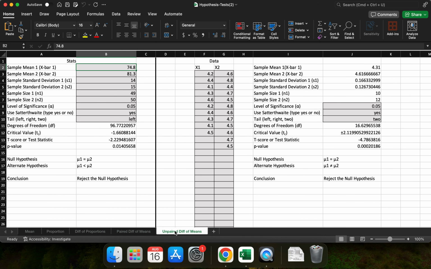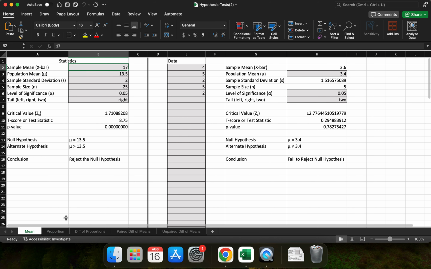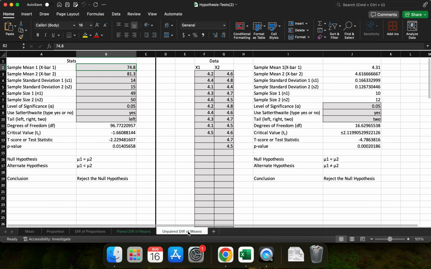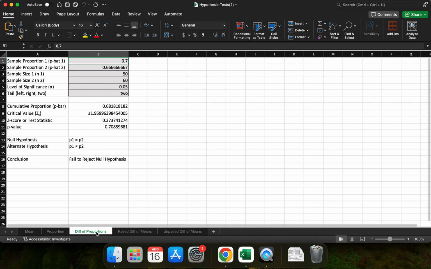Some of these sheets have two sides. One of the sides says statistics. So if you're given statistics, use that side. If you're given the data, use the right side. And you can see the mean, the difference of means, unpaired and paired, have those two there.